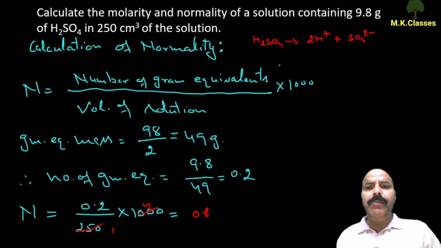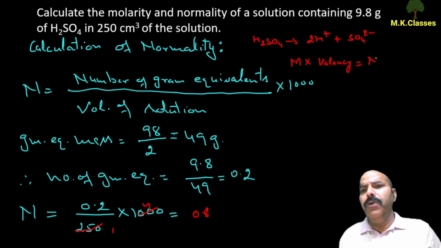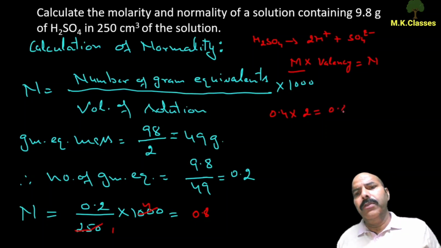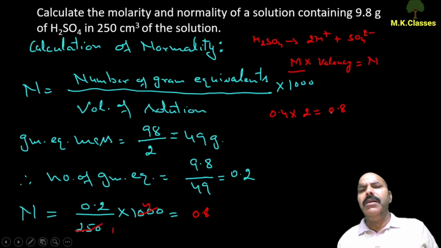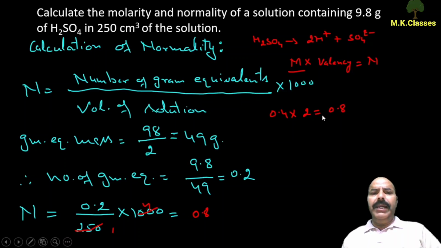Or there is another method, beta: simply molarity into valency, beta. Is that clear? That is equal to normality. So what was our molarity? 0.4. So what is the valency of sulfuric acid? 2, beta. So it is simply equal to 0.8. So this is the other way to find out the normality. So students, hope this is clear.